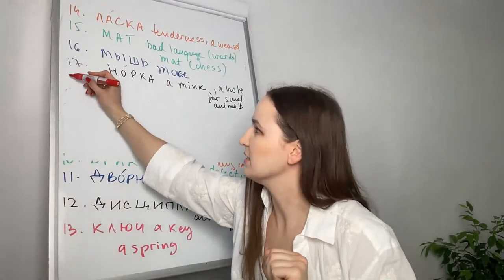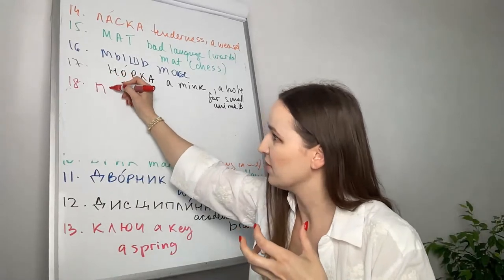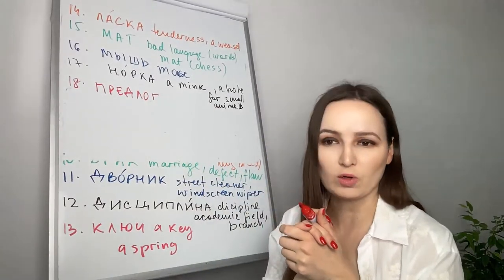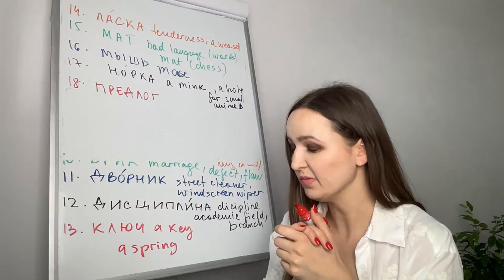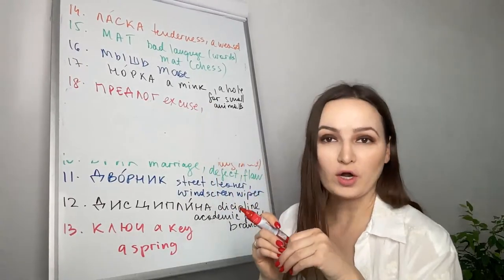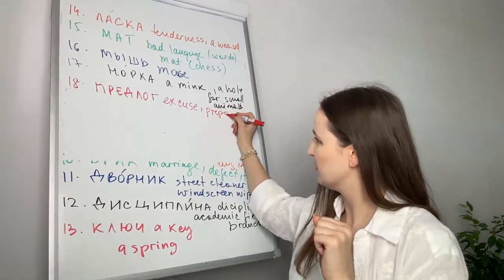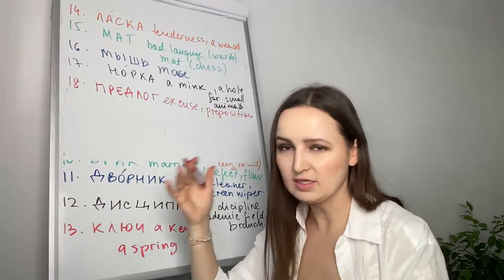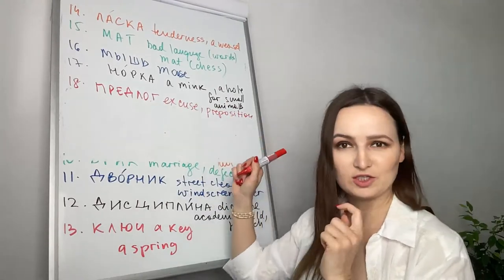Дальше, 18 is предлог. Very common word. What is предлог? Предлог is excuse. The first meaning is excuse. Or in grammar, предлог is preposition, like in, at, в, на. These are prepositions, предлоги. Предлог in Russian language is an excuse or a preposition in grammar.